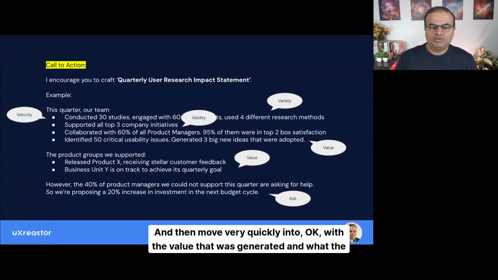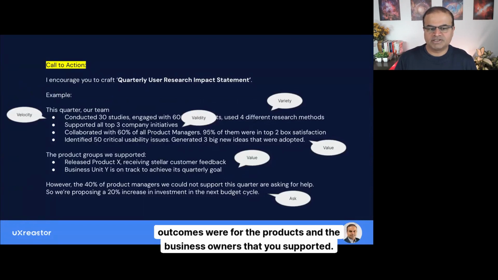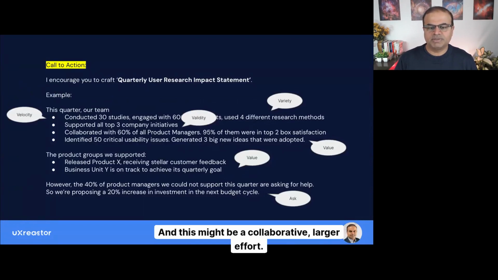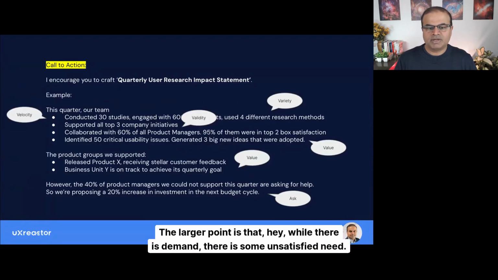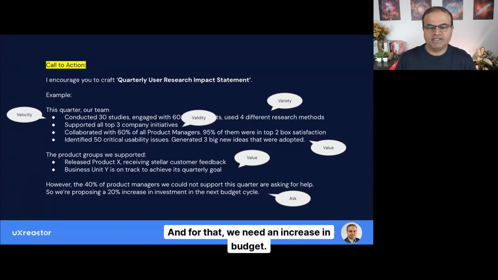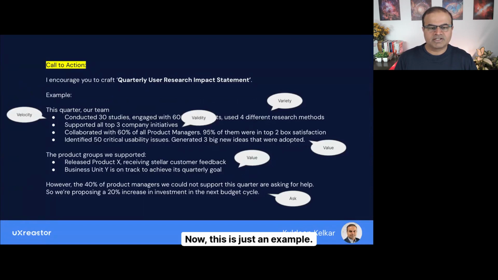And then move very quickly into, okay, with the value that was generated, and what the outcomes were for the products and the business units that you supported. And this might be a collaborative larger effort. The larger point is that, hey, while there is demand, there is some unsatisfied need, and for that we need an increase in budget. Now, this is just an example.